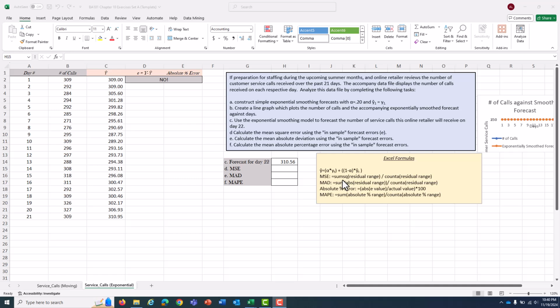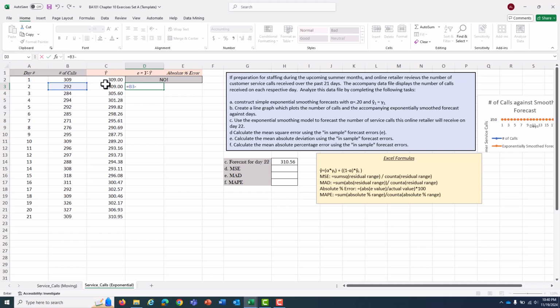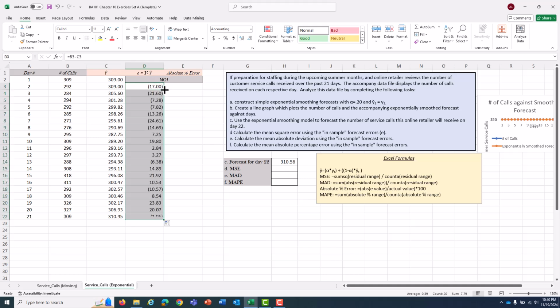So let's move on to the mean square error, and that is equal to the sum squared of the residual range divided by how many residuals we have. Well, that means we've got to find the residual. And the residual, as our formula up here shows us, is just y, the actual number of calls, minus y hat, the number that our model predicted. So for day 2, when we actually had 292 calls, we're going to subtract out the 309 that our model predicted, and we see that the actual amount that we observed was 17 less than what our model would have predicted. And with that, I can use the fill handle to fill in all the rest of the spots. We get the residual for each and every day within our 21-day period.